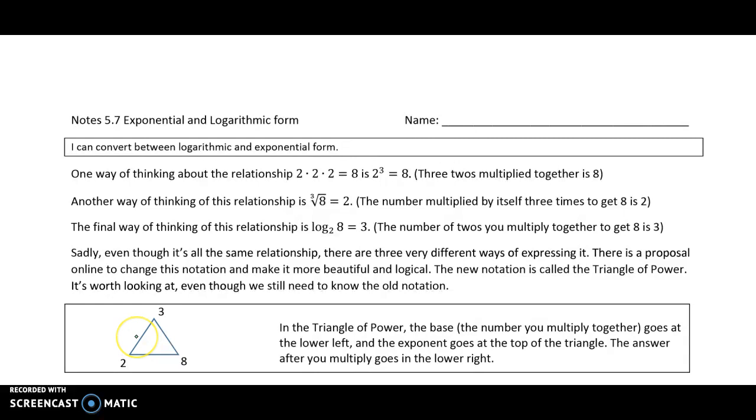The base, the number you multiply together, goes at the lower left. So when I look at this 2 up here, this 2 to the third, that number always goes here in the lower left. The exponent, like here we see an exponent of 3, goes on the top. And that sort of makes sense because you kind of look at that positionally. It's like 2 to the third power. So what I like to think about is this line of the triangle is for reading exponents.